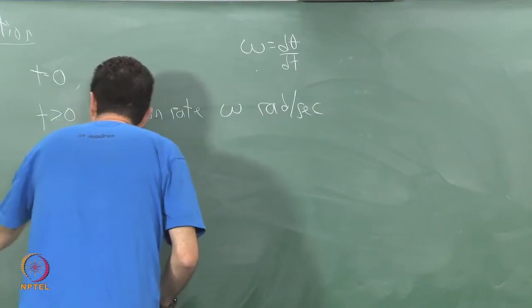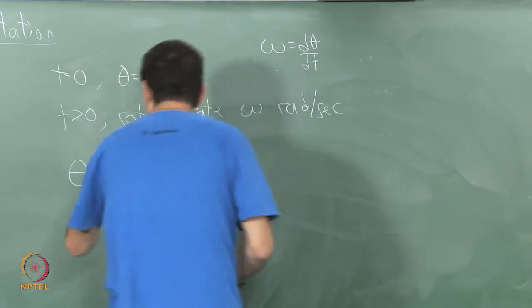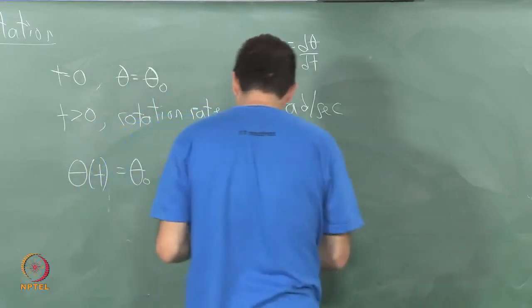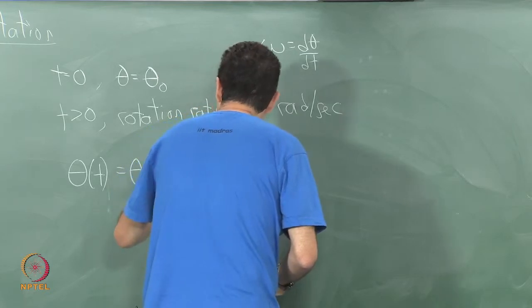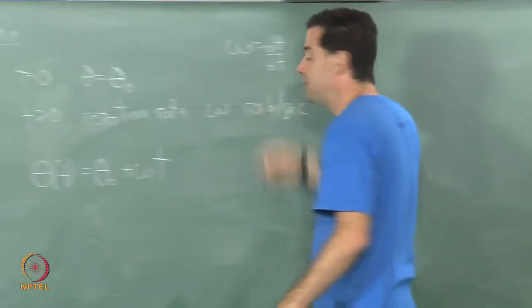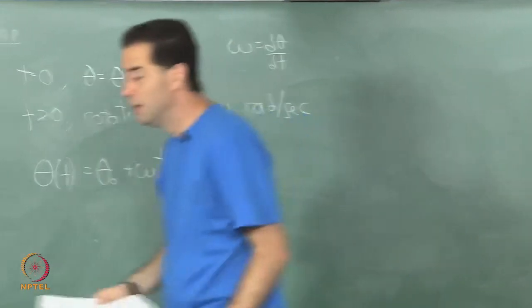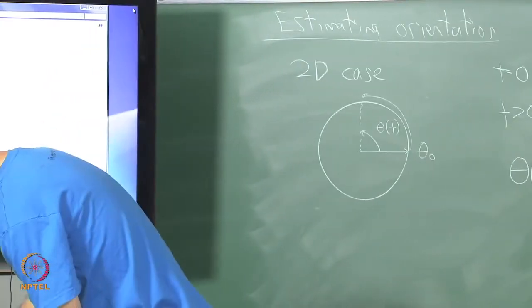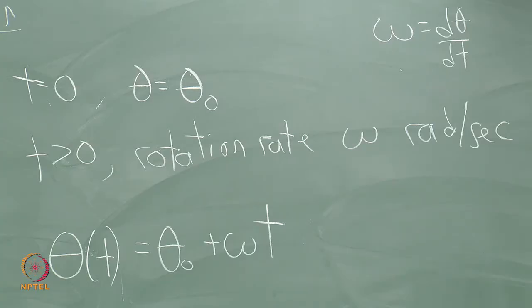So if that's the case, then theta of t, if I write theta as a function of time, is just whatever my initial theta is plus omega t, right? So that's all. So how long has it been going for? Multiply that by the rotation rate, and that will give me the total amount of rotation in terms of radians. So let's see here. All right.